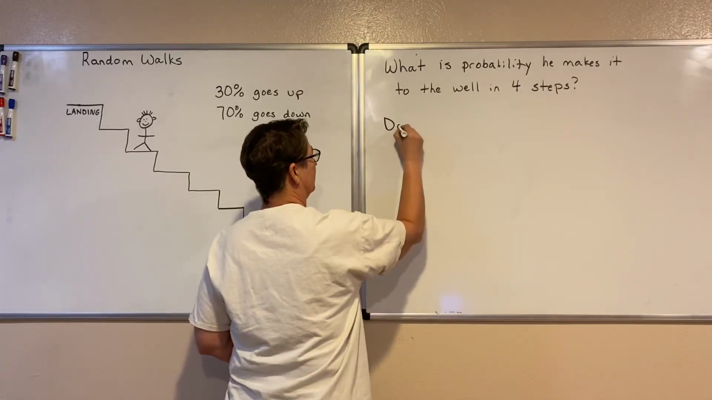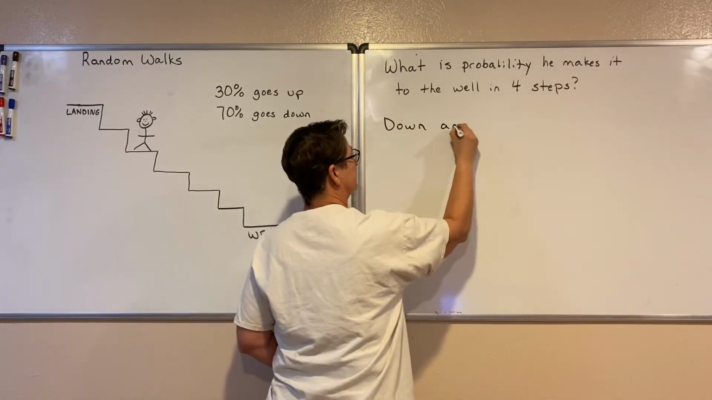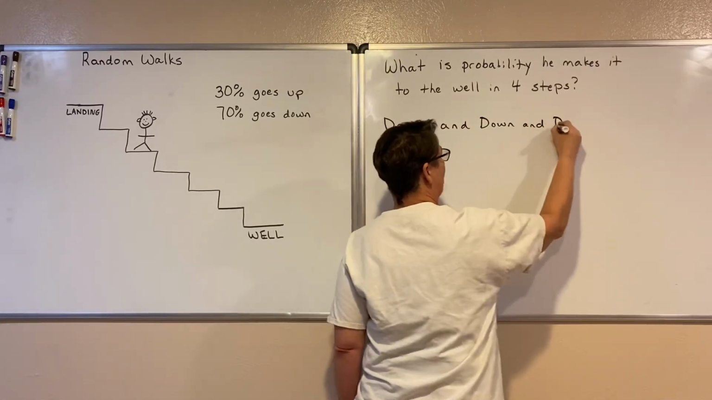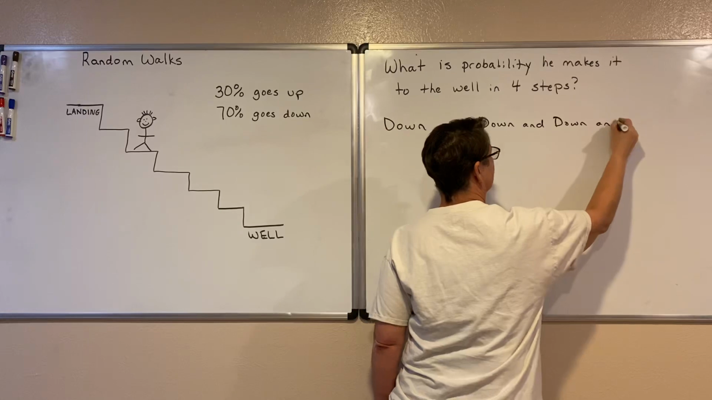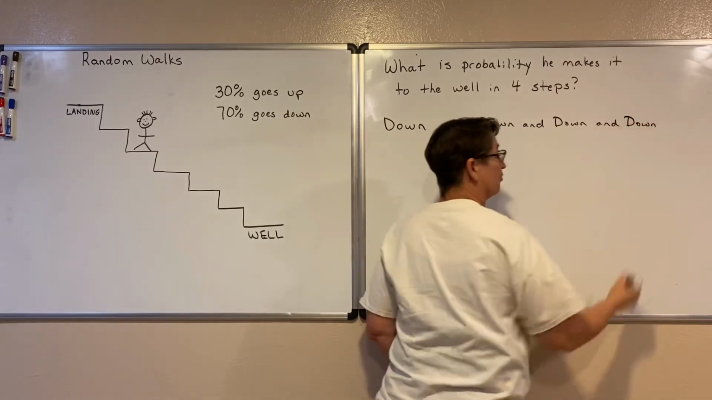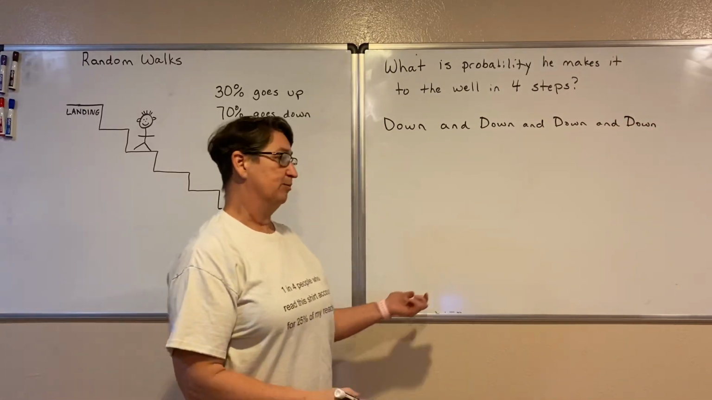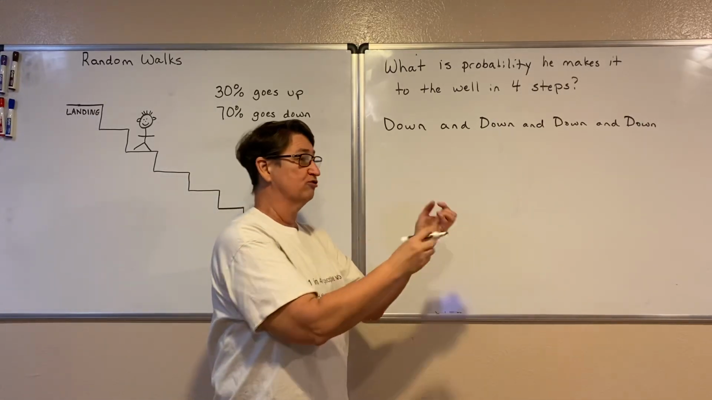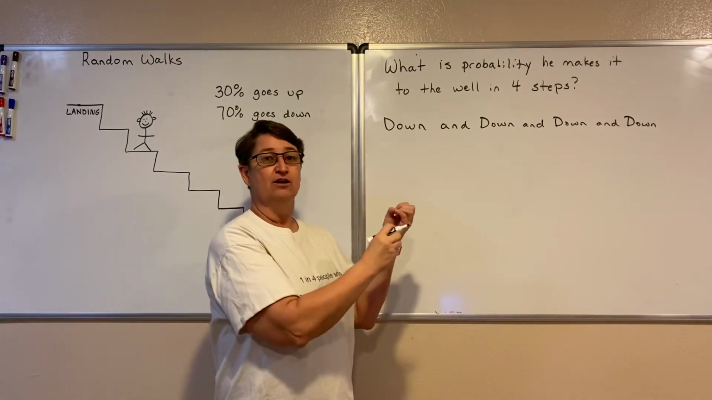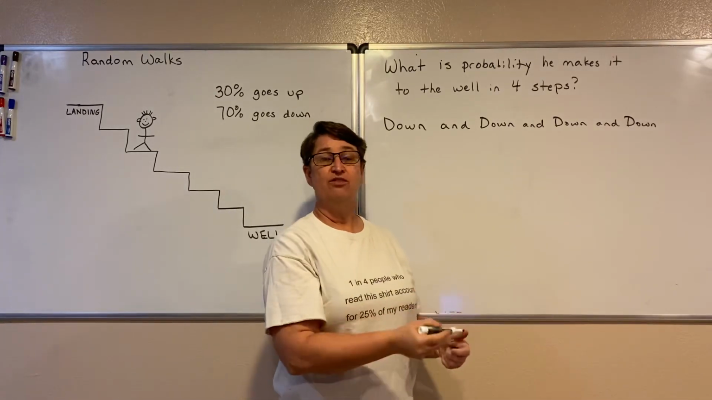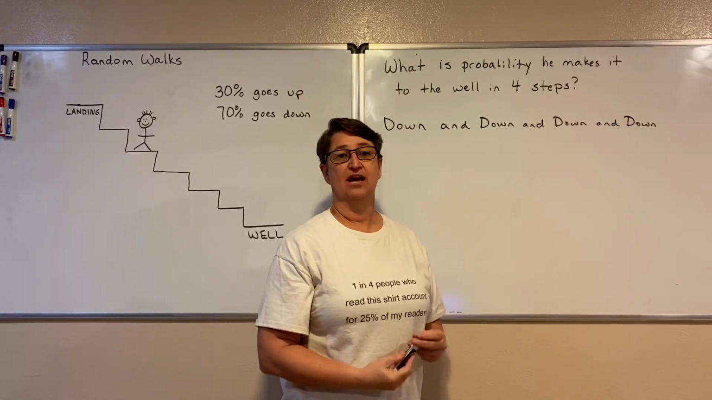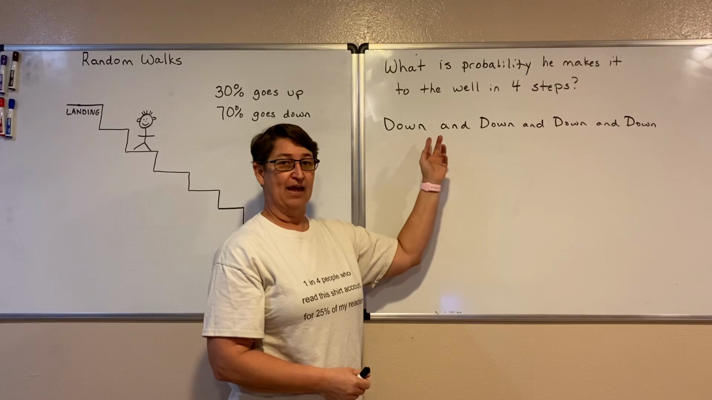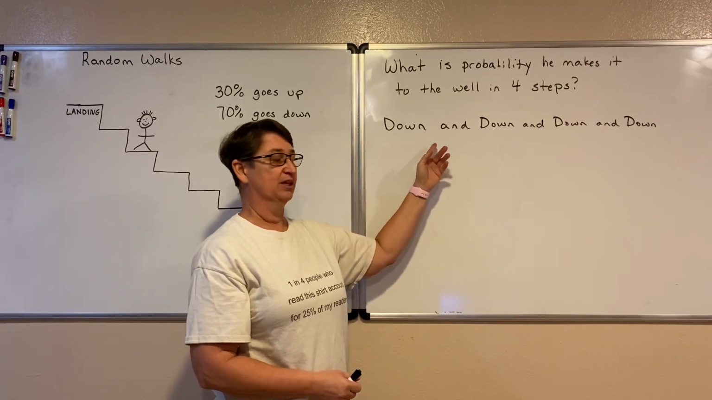I'm just going to write down those words first. Down and down and down and down. When we're solving probability problems, the first thing we should do is write down the words that go along with the situation. Then putting the probability with it is nice and easy. Now that I have my words written down, I can add the probabilities.